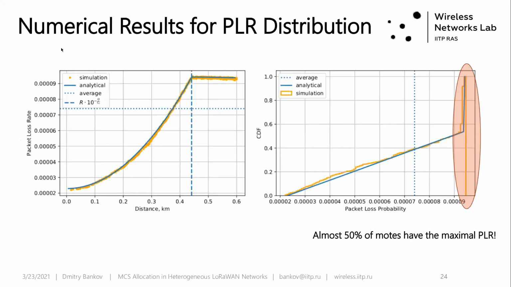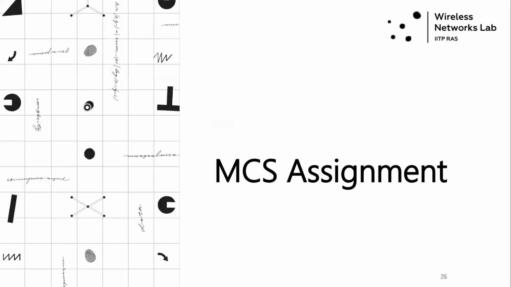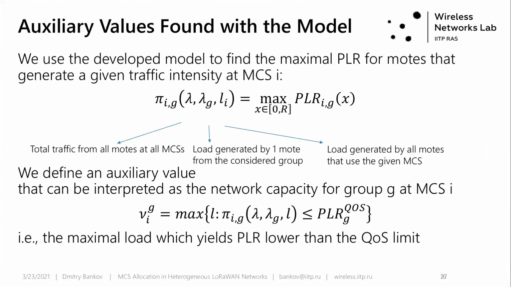So let us now use this analytical model to assign the MCSs to devices. For that, let us introduce some additional value, which is the maximal PLR corresponding to group G at MCS i. And we take the maximal value of PLR for all possible node distances from the gateway. And it is also a function of the total intensity of traffic from all nodes, a function of the intensity of traffic generated by one node in this group, and a function of the load generated by all nodes that use the given MCS. So it depends on three values.